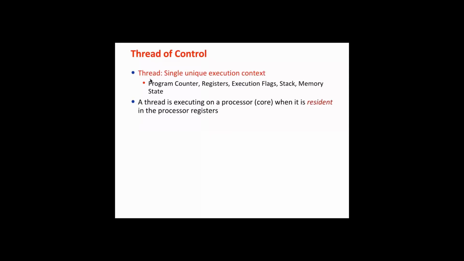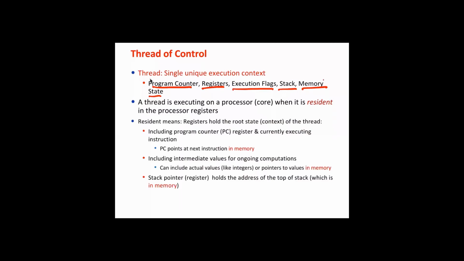So a thread is a single unique execution context. Local to it are the program counter, registers, execution flags, stack, and memory state. Memory state is nothing but the values of local variables, etc. All the remaining ones are called processor state. I am telling you this because processor state has to be saved somewhere else, while stack, memory, etc. will be in the address space.